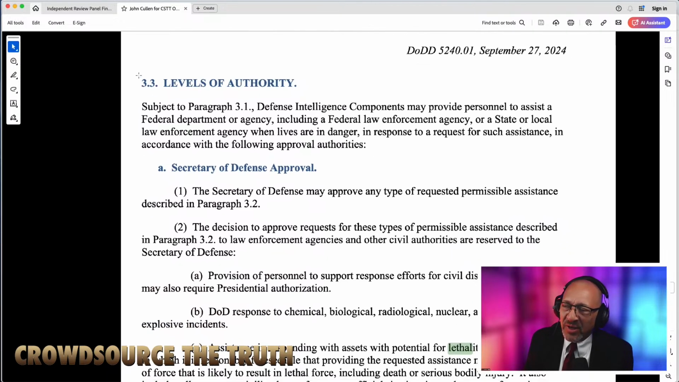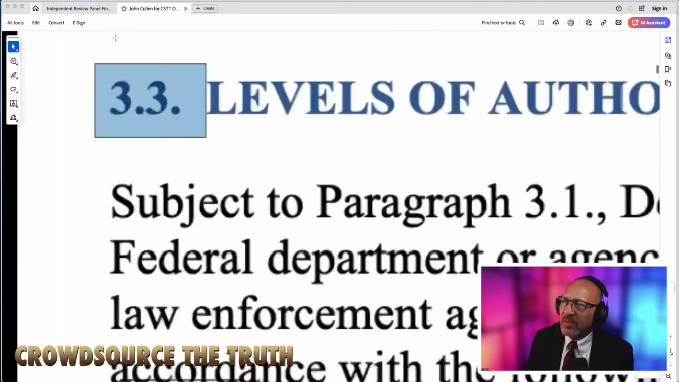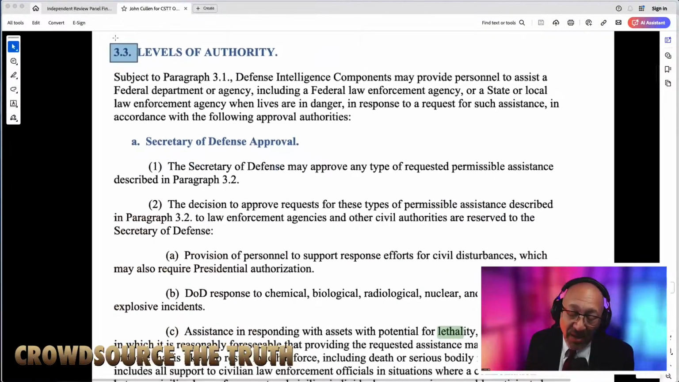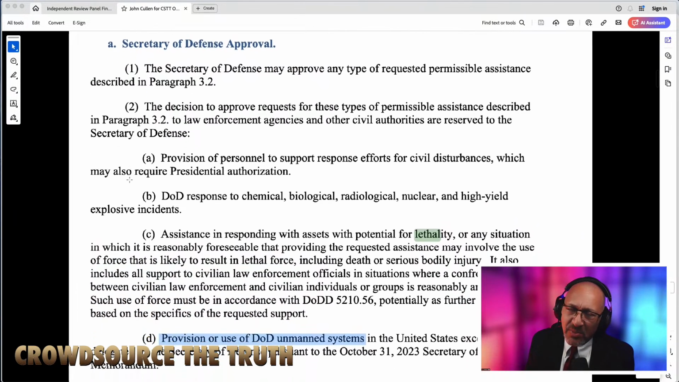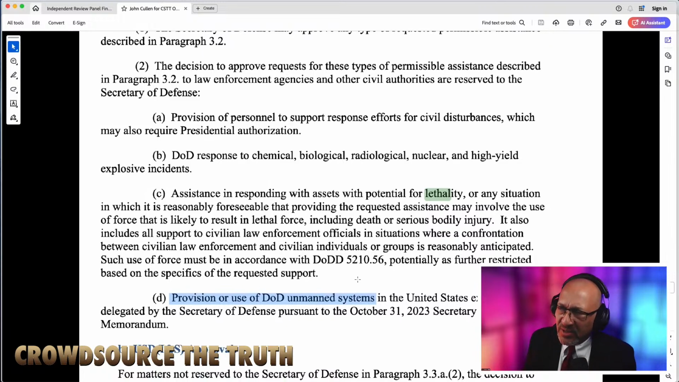So it's very interesting. If you just go to the next slide, the levels of authority. Why is this in section 3.3? I don't know. Why not, right? Yeah. When in doubt, that's the best place to put it if you want to get the right attention. So we go down to the Secretary of Defense approval.